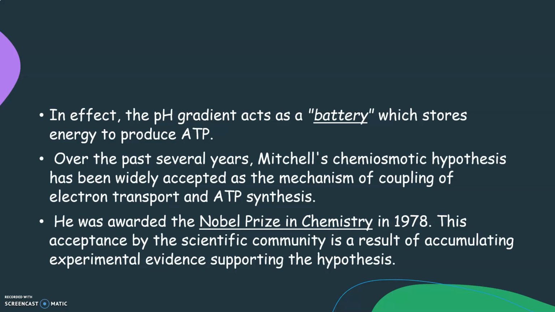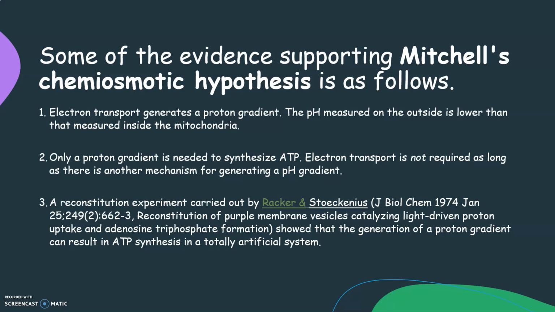Over the past several years, Mitchell's chemiosmotic hypothesis has been widely accepted as the mechanism of coupling of electron transport and ATP synthesis. He was awarded the Nobel Prize in Chemistry in 1978. This acceptance by the scientific community is a result of accumulating experimental evidence supporting the hypothesis. Now, what are some of the evidence supporting Mitchell's chemiosmotic hypothesis?